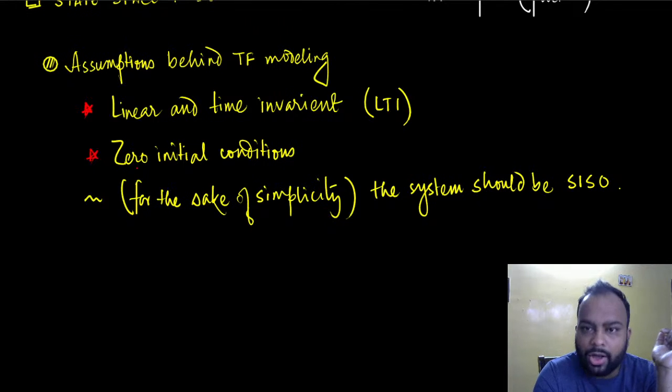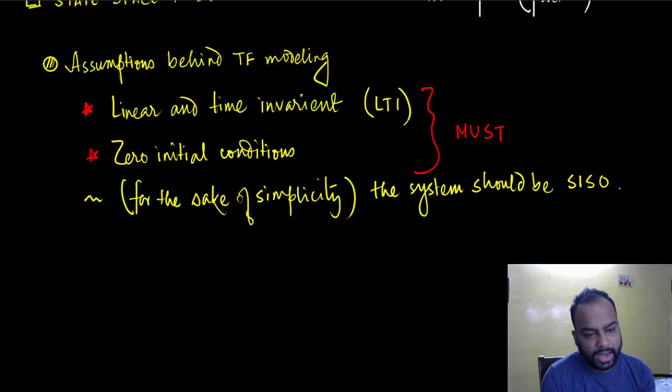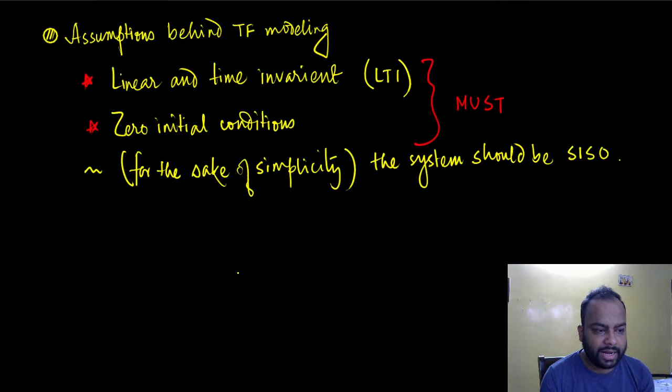Okay, really complicated to understand, I think. Okay, so ideally, for the sake of simplicity, the system should be single input, single output, but nonetheless these conditions must be satisfied. These two must be satisfied. Okay, and this is another one that I'm writing here because the modeling technique becomes very complicated the moment we don't have a SISO system. Okay, so those are the underlying conditions when we do transfer function modeling.